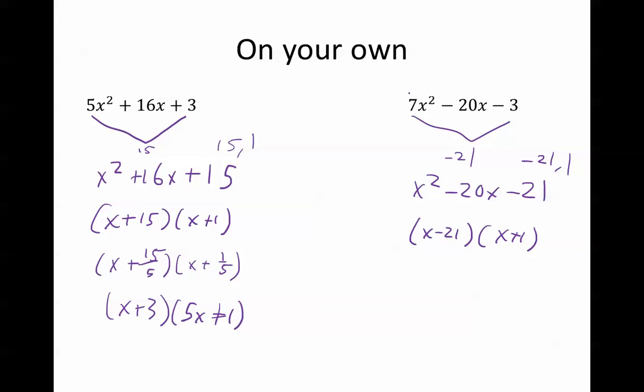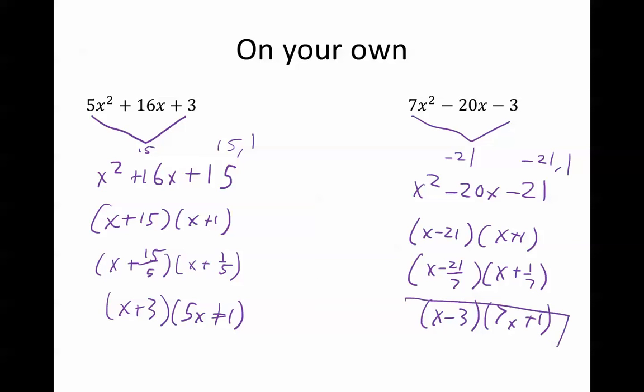Now I take my original a and I divide it. X minus 21 over 7 times x plus 1 over 7. This gets simplified to x minus 3. This one will not reduce, so I move the 7 to the front. And that is my factored form.